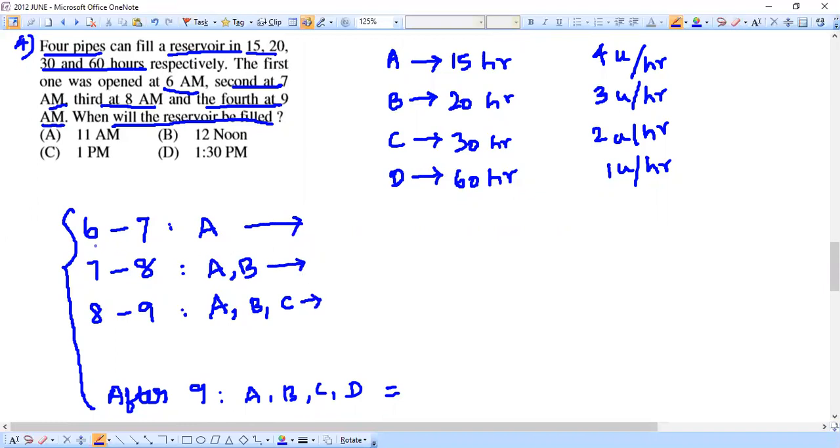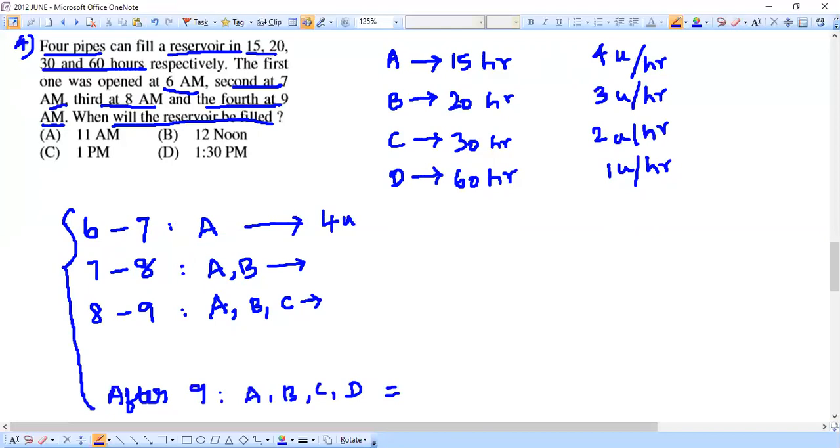Step by step. See here, 6 to 7. For the first 1 hour, 6 to 7, which pipe is working? Pipe A alone is working. So how many units will pipe A alone fill? It will fill only 4 units, because A's efficiency is 4 units in 1 hour. Here also our time is 1 hour. So in that 6 to 7 hour, A can fill 4 units.